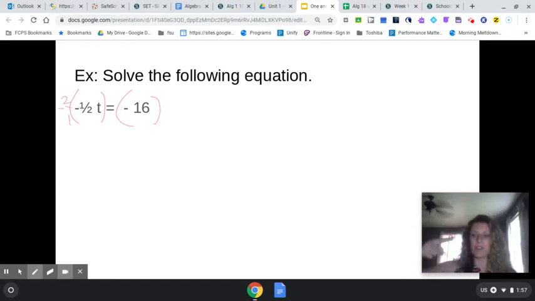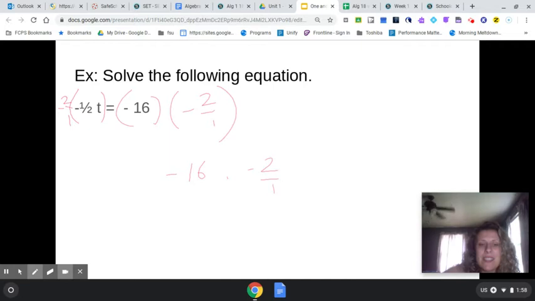Again, I just flipped that fraction over. Whatever I do to the left, I got to do to the right. So I'm multiplying the right side of the equation by that same value, -2/1. All right, so we have -16 times -2/1. I'm going to stick that -16 over 1 to make it a fraction.